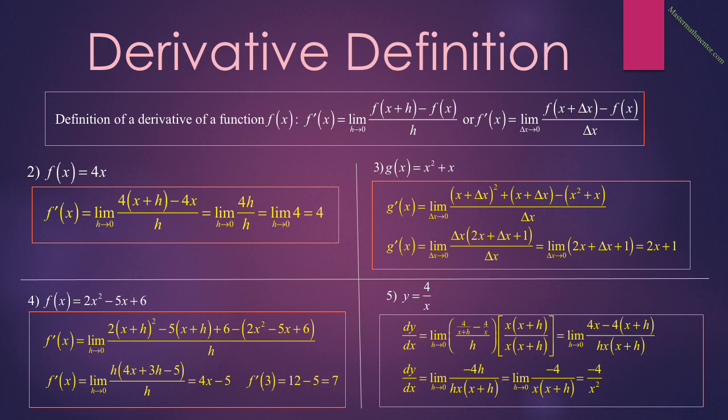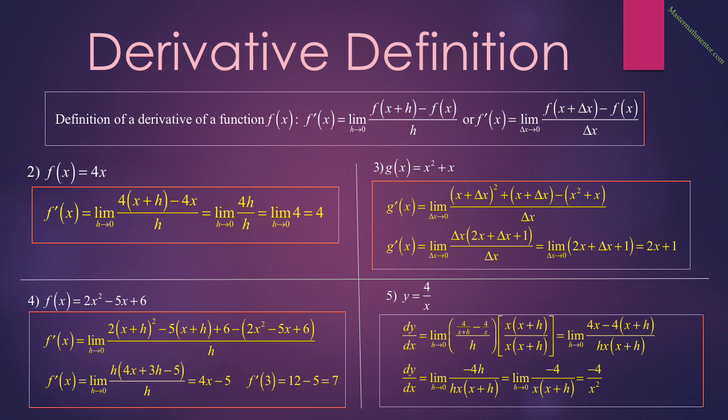And the best way is to multiply by the LCD over itself. So we multiply by x times the quantity x plus h over itself. When we do that, we get the limit as h approaches 0 of 4x minus 4 quantity x plus h all over hx times the quantity x plus h. The numerator becomes negative 4h, and that h will cancel with the h in the denominator.